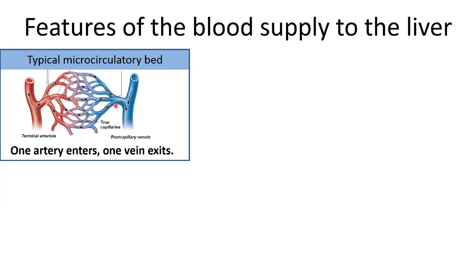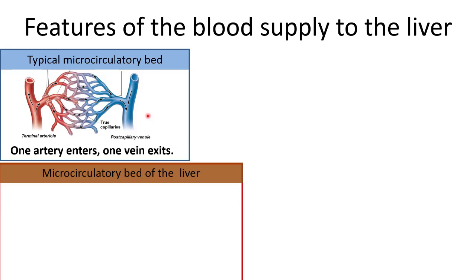And we can explain that a typical microcirculatory bed has one artery which enters and one vein which exits. One artery enters, one vein exits. This is a law. This is a rule of the typical microcirculatory bed. And what about the liver? What about the microcirculatory bed of the liver?